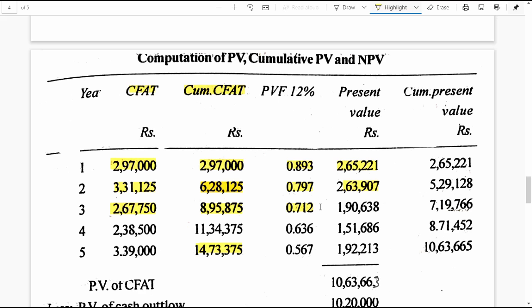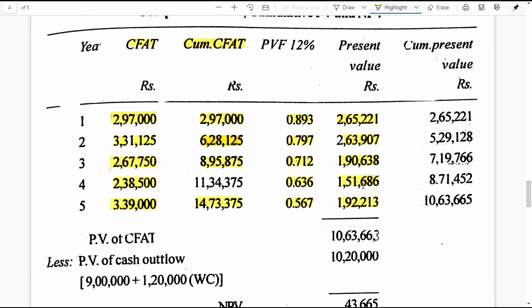2,67,750 into 0.712 gives us 1,90,638. For fourth year, 2,38,500 into 0.636 gives us 1,51,686. For fifth year, 3,39,000 into 0.567, it gives us 1,92,213. Now, if you total these values, you get 10,63,663 as a total present value of cash inflows of the project. This would be useful for calculating NPV.